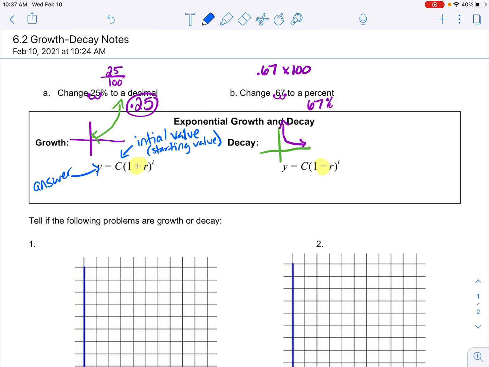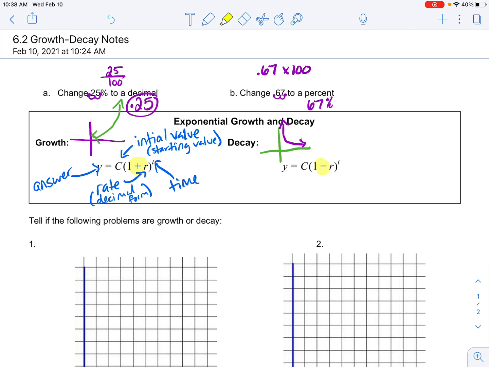Okay, so I put $500 into the bank. That's my initial value. I started with 15 rabbits. That's my initial value. The R is your rate. It's in decimal form. And your T is time. Now the time, you have to be very careful. The time can be measured in hours, minutes, days, years. You have to pay attention to what the problem is talking about and make sure you're plugging in the correct time. The letters all mean the same thing in decay.